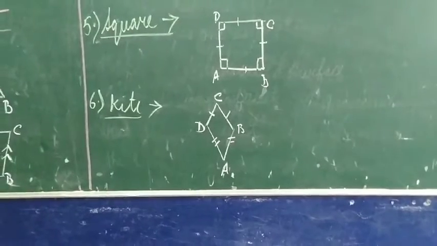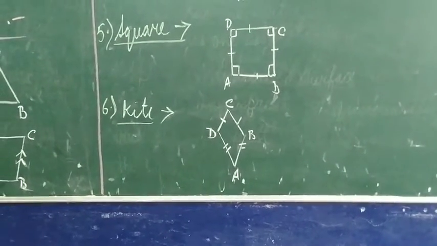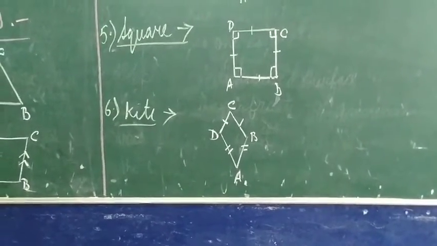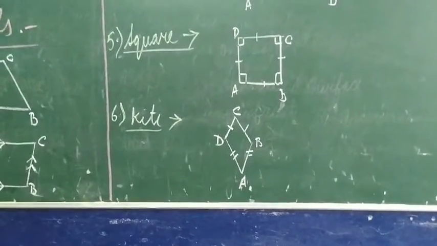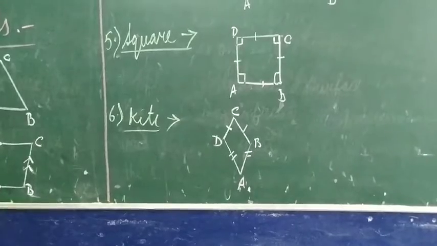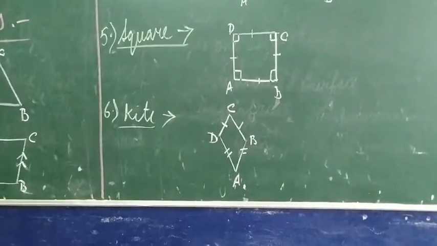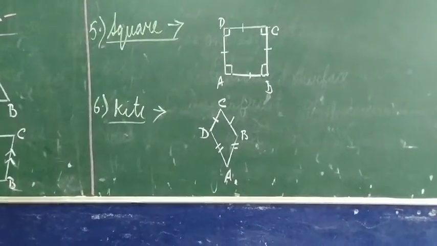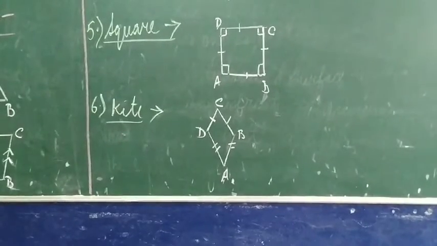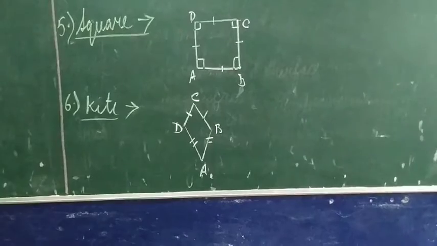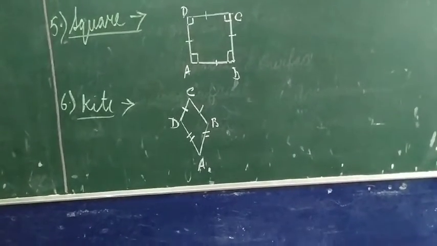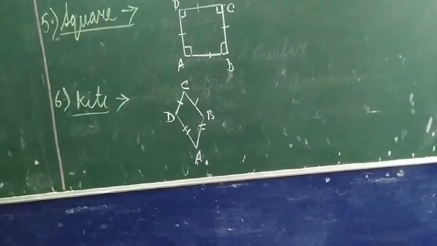A quadrilateral in which 2 pairs of equal adjacent sides but unequal opposite sides is called a kite. काइट के शेप में दिखने वाला एक क्वाड्रिलेटरल जो 4 साइड से मिलकर बना हुआ हो, इसमें 2 साइड हमारा इक्वल होता है, जैसे BC is equal to CD and AD is equal to AB.